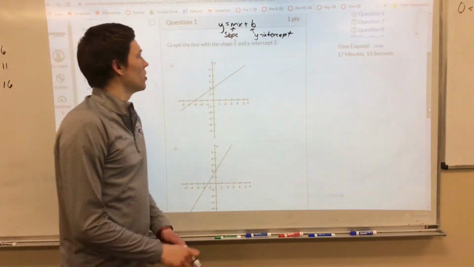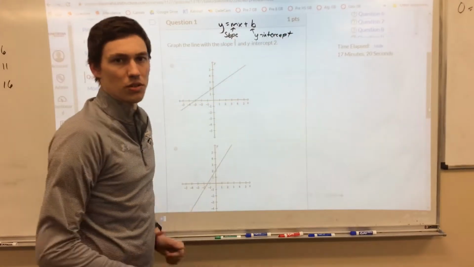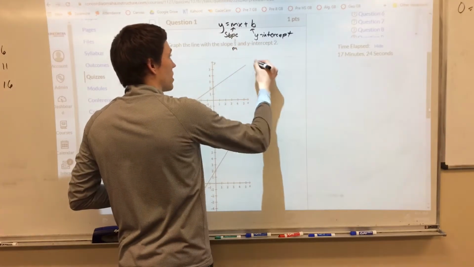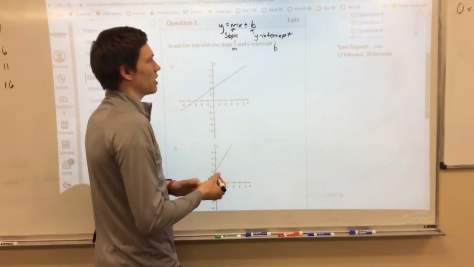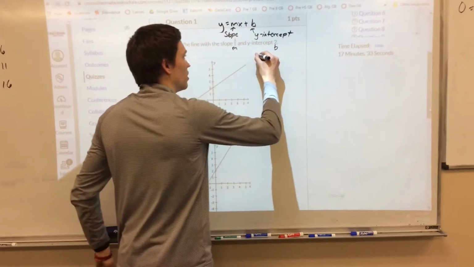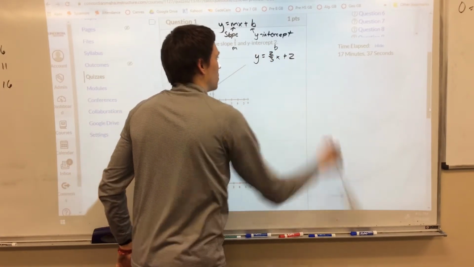Okay, so on this one it says graph the line with the slope 2/3, y-intercept 2. So first of all, let's put that in slope-intercept form. This will be my slope, m, this is my b. So wherever I see m, I'm replacing it with 2/3, and wherever I see b, I'm replacing it with 2. So it becomes y equals 2/3 x plus 2.